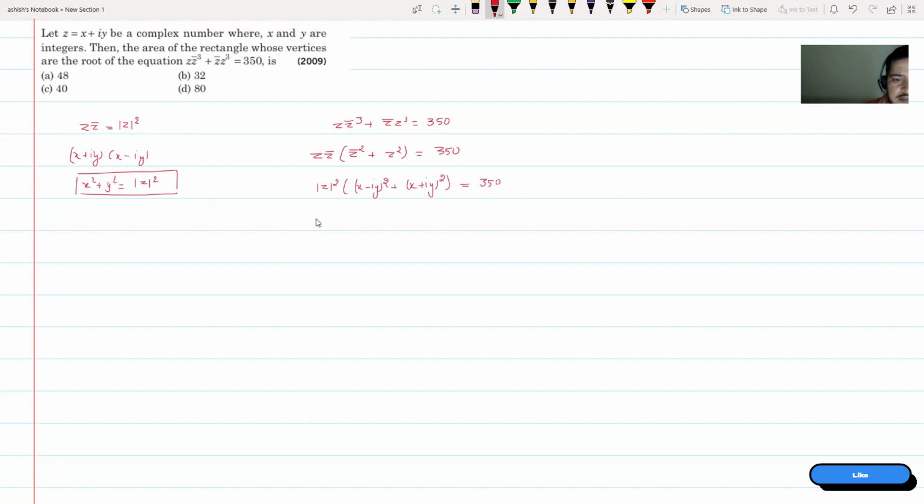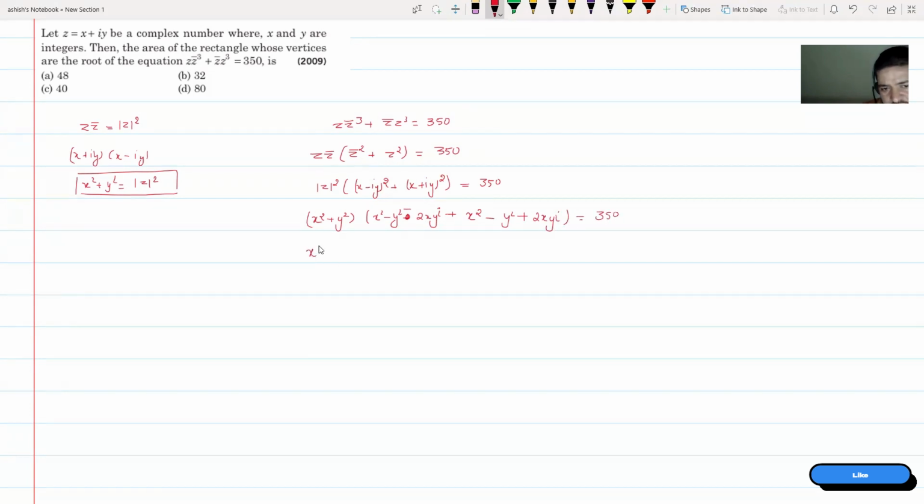Now, mod of z square can be written as x square plus y square. If you expand this one, you will get x square, iy to the whole square will become minus y square, plus 2xyi, sorry, this one will become minus 2xy i. For the next one, it will be x square, and this one will also become minus y square, and the next value will become plus 2xyi, and that is equal to 350.